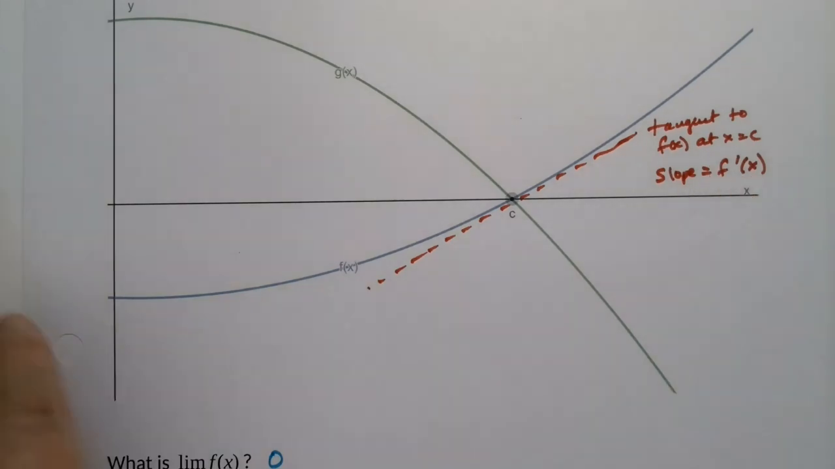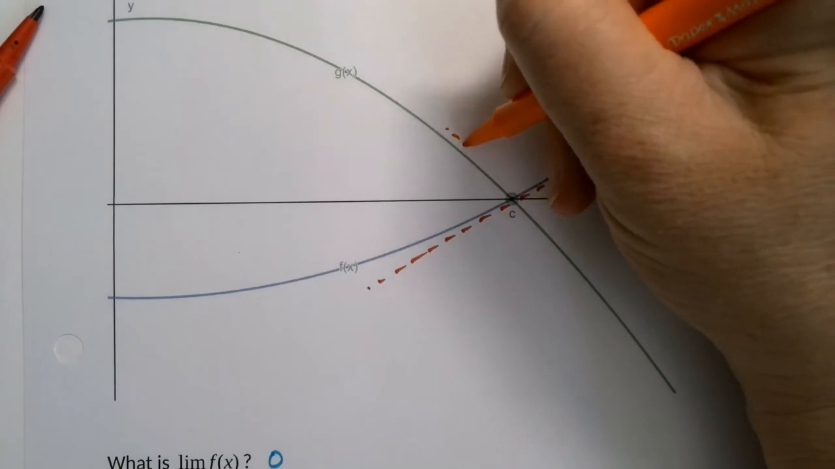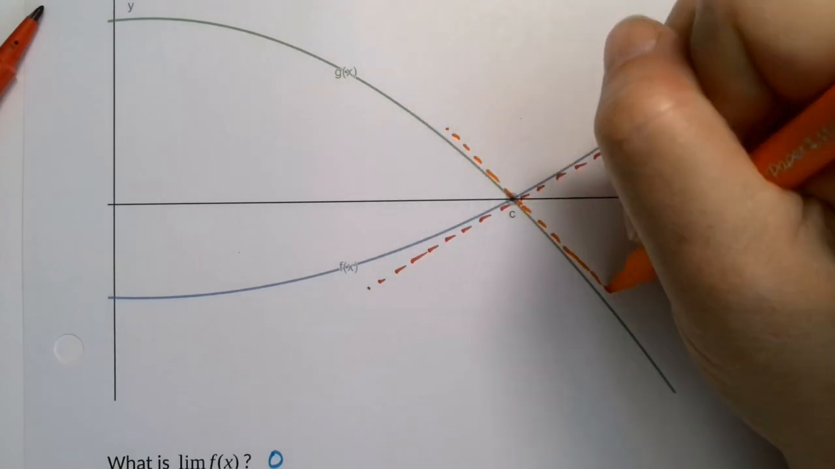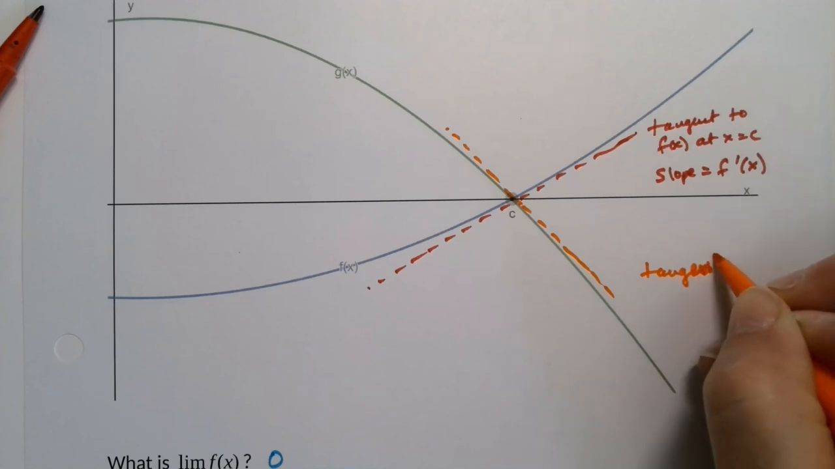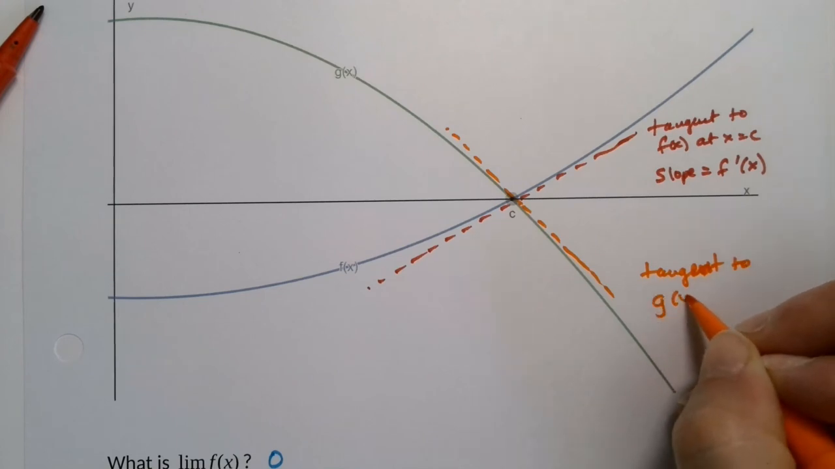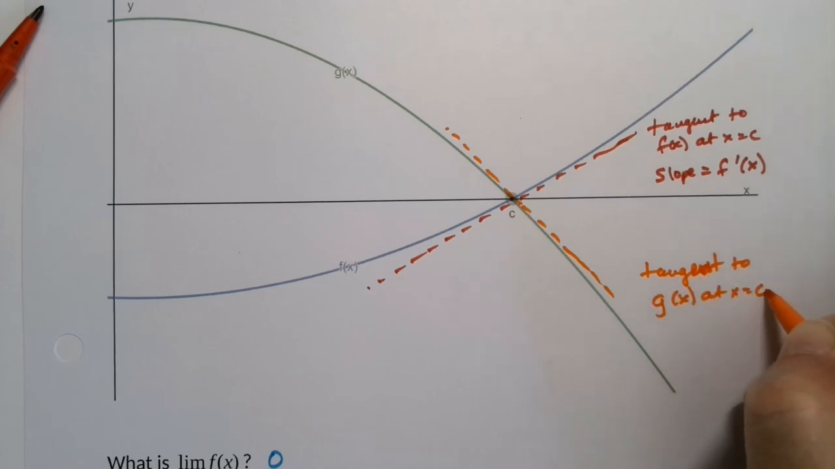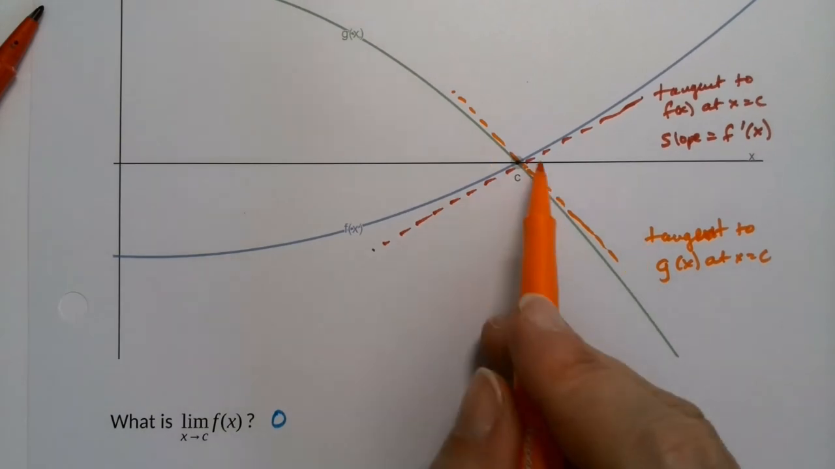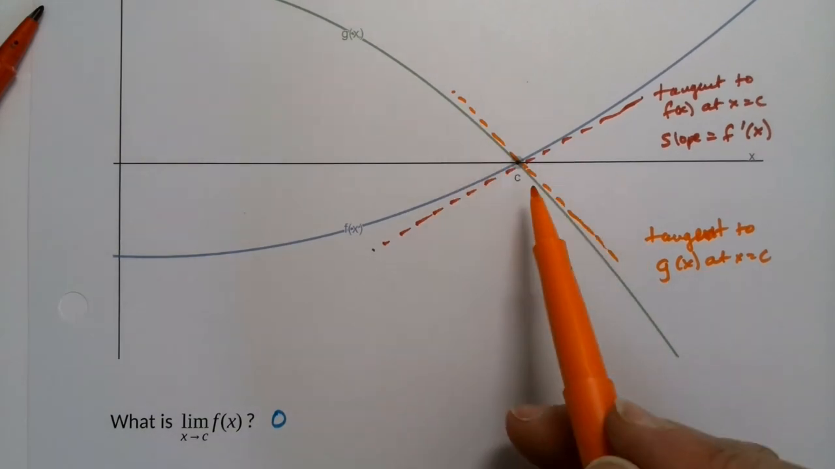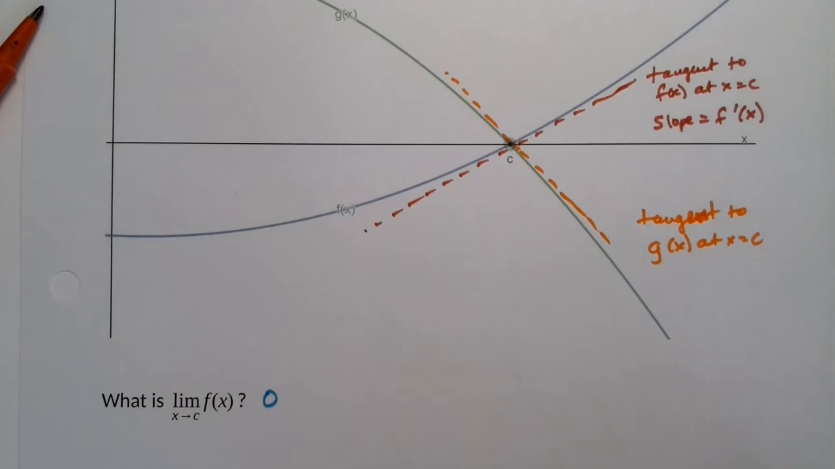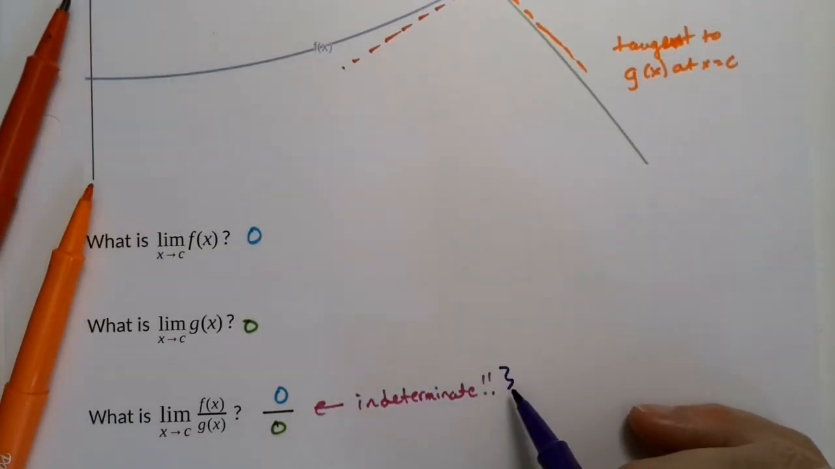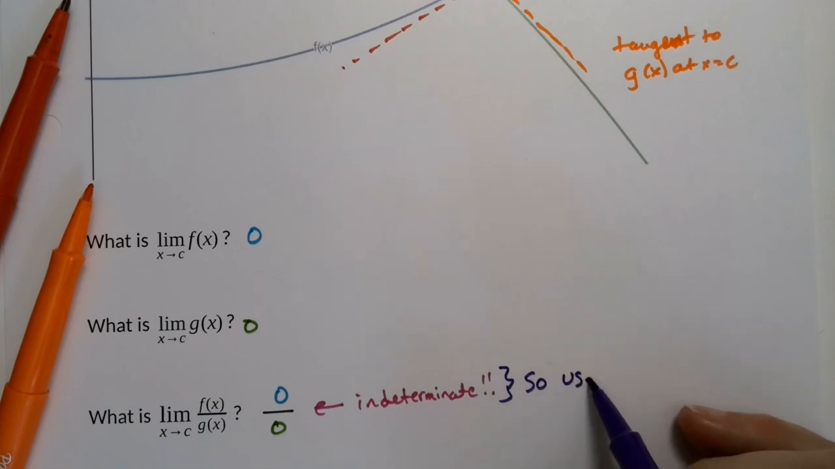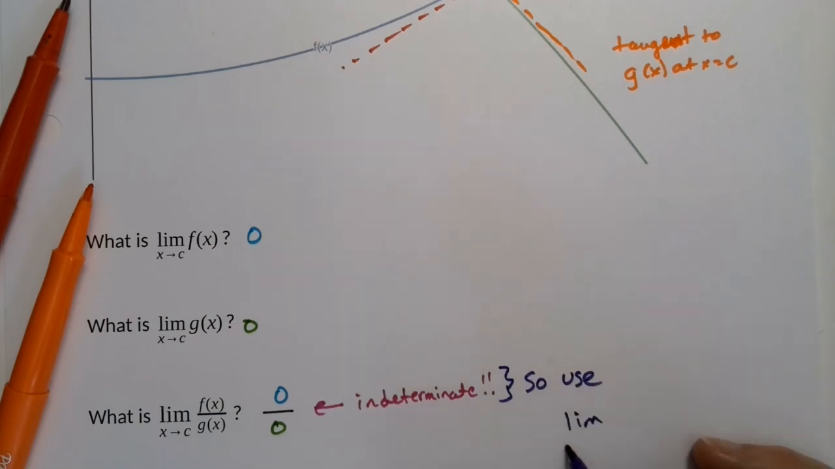And then this line right here, that's the tangent to g of x at x equals c. And so what they're saying is, if the curves are giving you difficulty, then go with the tangent lines and use their slopes. That should work for you. And of course, you're still taking a limit.